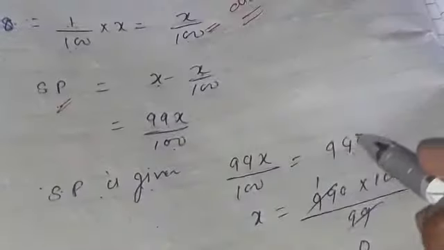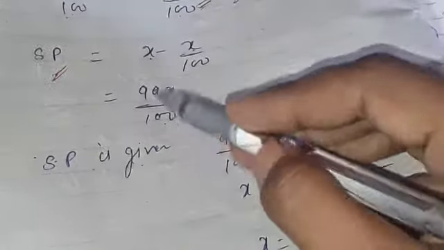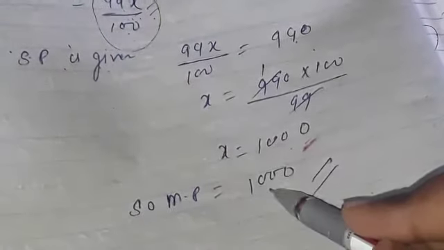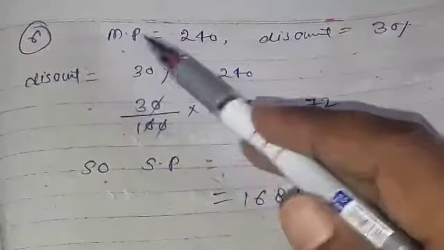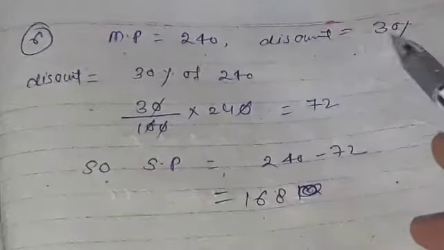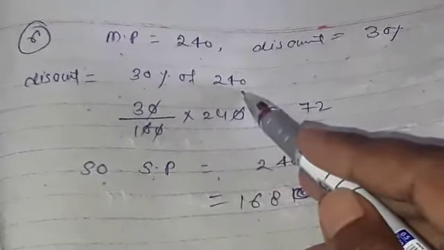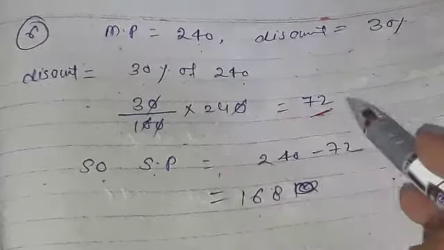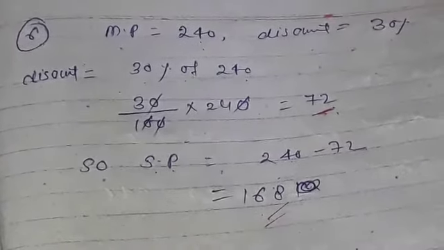So you all know the selling price is given as 990 and this is your selling price already. So 99x upon 100 equal to 990, and by solving this you can find the value of x. So marked price is 1000. In this question, class, they gave you the marked price, they gave you the discount, they ask you about the selling price. So discount is 30% of 240, that is 72 rupees. So marked price is 240, discount is 72, so your selling price you will get by subtracting it.